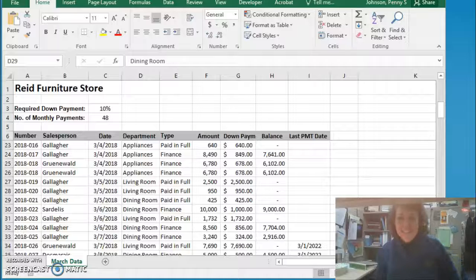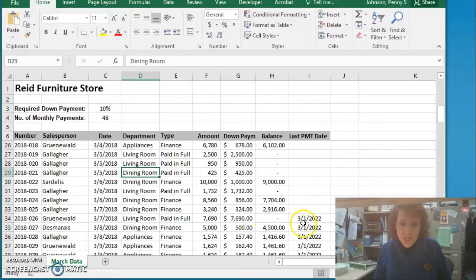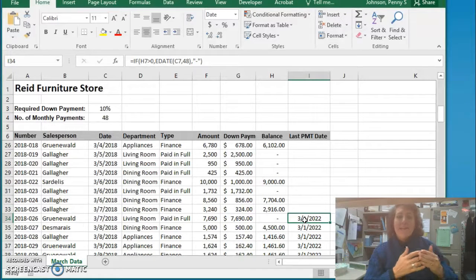Hi there. Let's take a look at your submission for the Chapter 7 Pennies assignment. So I am looking at the March data worksheet, specifically on cell I-34. And as a reminder, this is step D in the homework, where we're trying to calculate the last payment date of a person's loan for this purchase.